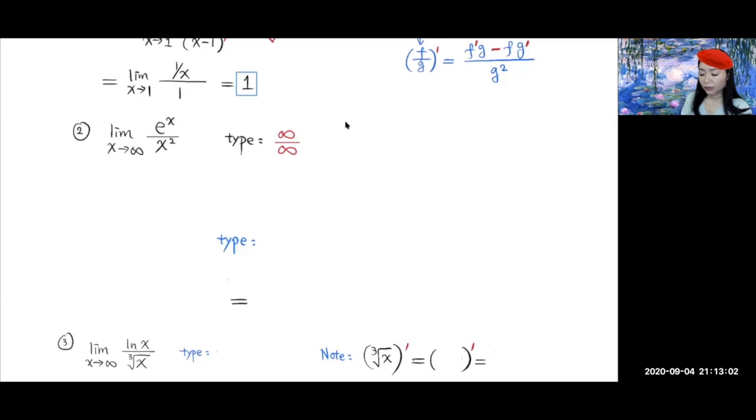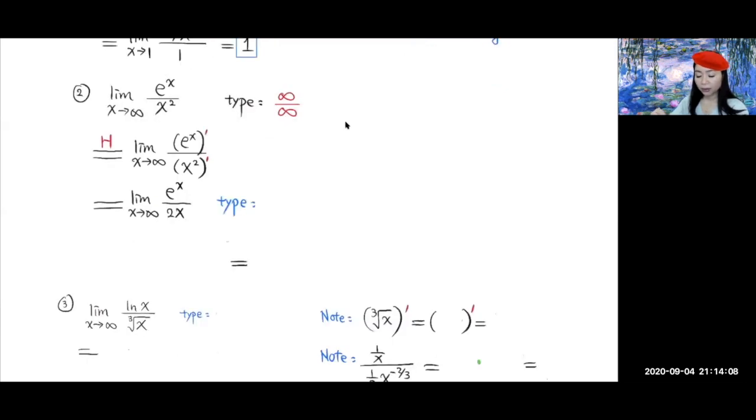So we apply L'Hopital's rule right here. So we rush to the hospital. We apply L'Hopital's rule. So the limit of this quotient is the limit of the derivative of the numerator divided by the derivative of the denominator. Apply L'Hopital's rule. That is equal to, well, the derivative of e to the x is e to the x itself, and the derivative of x squared is 2x.